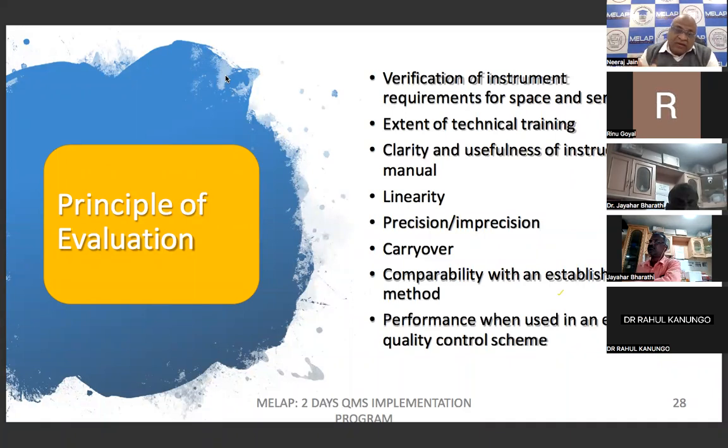Precision. If you are testing the same sample multiple times, results should come close to each other. Carryover. A low value sample shall not be affected by a previously run high value sample. Then comparability with an established method, and performance in your IQC and EQAS.